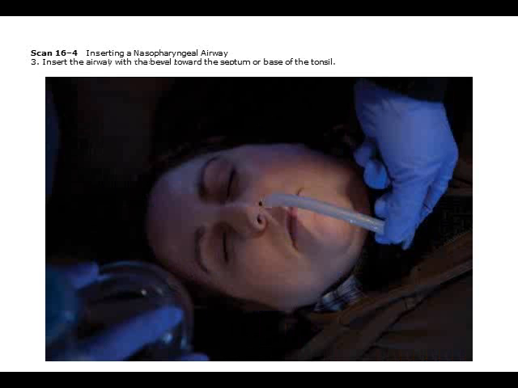We're going to insert the airway with the bevel towards the septum. So that's the part that's cut off. Again, remember when we talked IVs last week, the bevel was up. Well, this is the bevel towards the septum. The reason for that is it's less intrusive on the nasal septum. There's a structure in there called Kiesselbach's plexus, and Kiesselbach's plexus is a network of capillaries that is very easy to damage and causes nosebleeds.